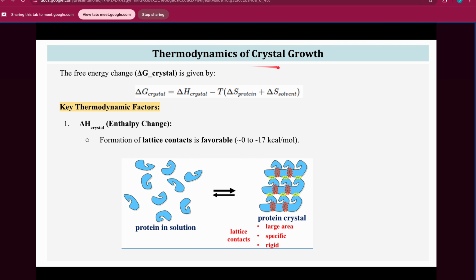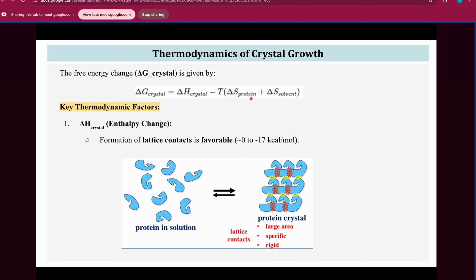Now we will talk a little bit about the thermodynamics of crystal growth, that is, how the crystal growth is happening and what thermodynamics is involved. For thermodynamics, we look into the free energy landscape. In this case, the free energy change for crystal is given by this formula. Delta G crystal equals delta H crystal, where delta H is the change in enthalpy, minus T delta S.